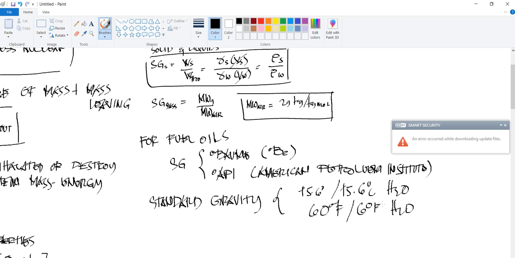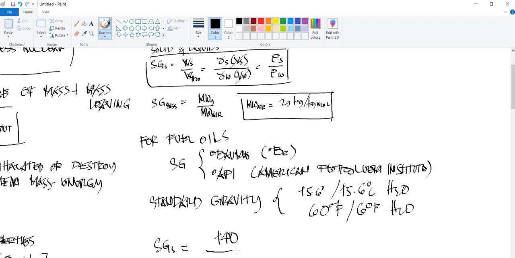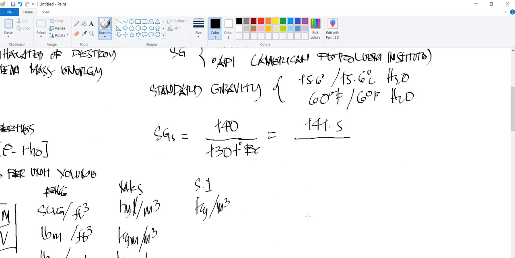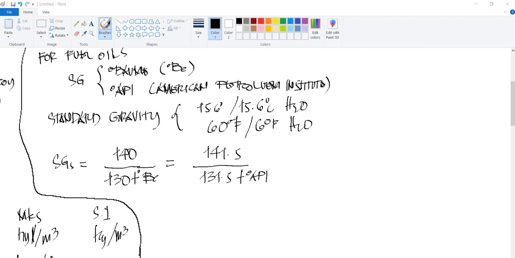So we have the specific gravity of oil, so that will be 140 divided by 130 plus the degree Baumé, or this is equivalent to 141.5 divided by 131.5 plus degree API. Then for other temperature, we need to apply the correction factor.